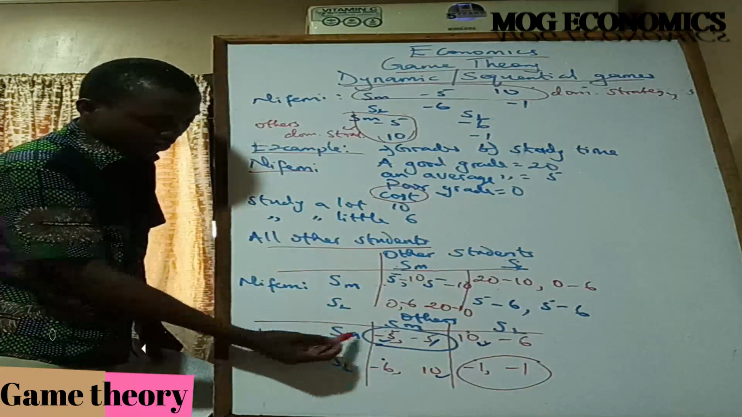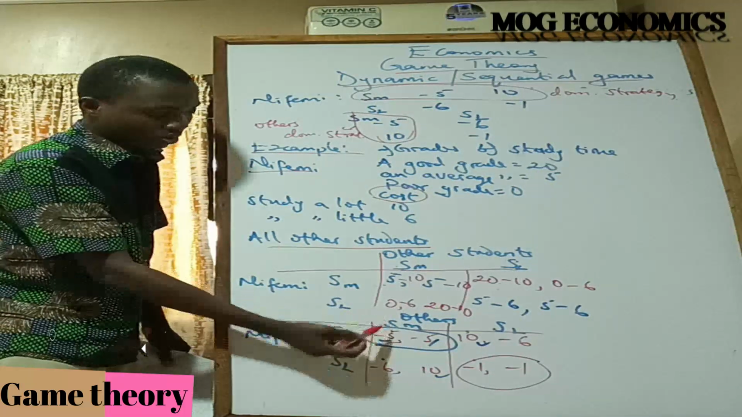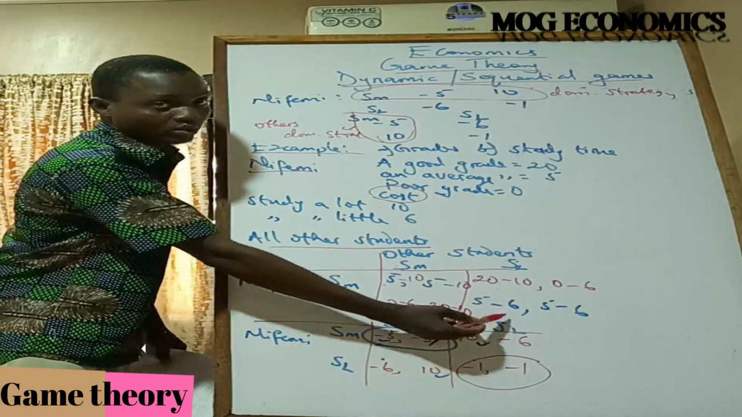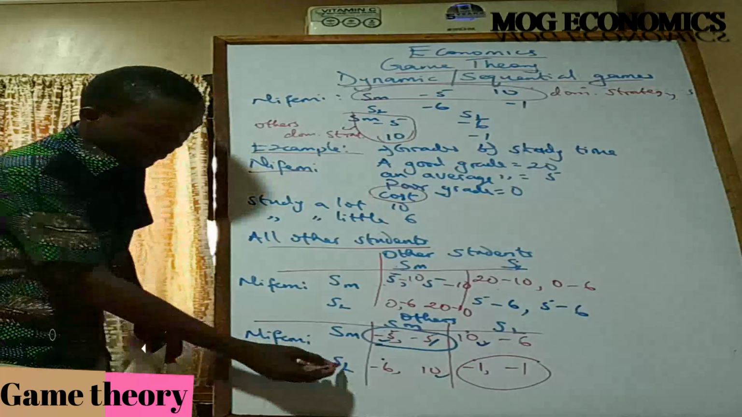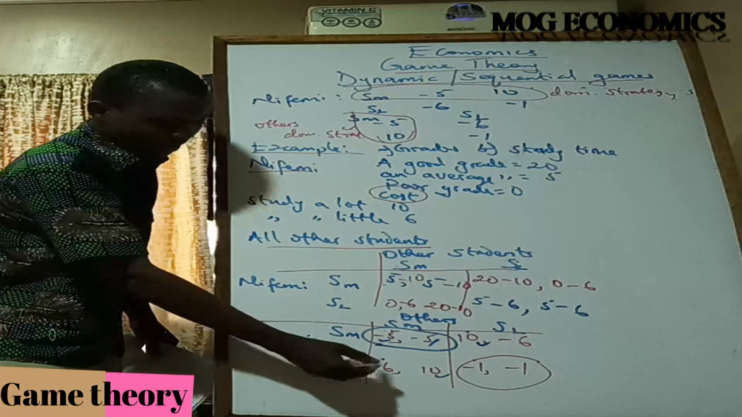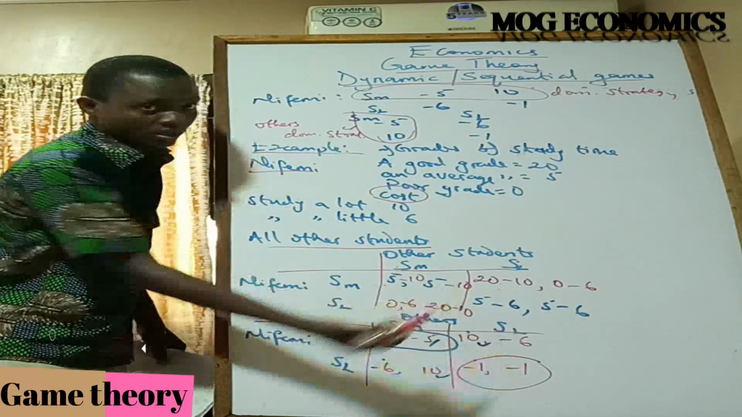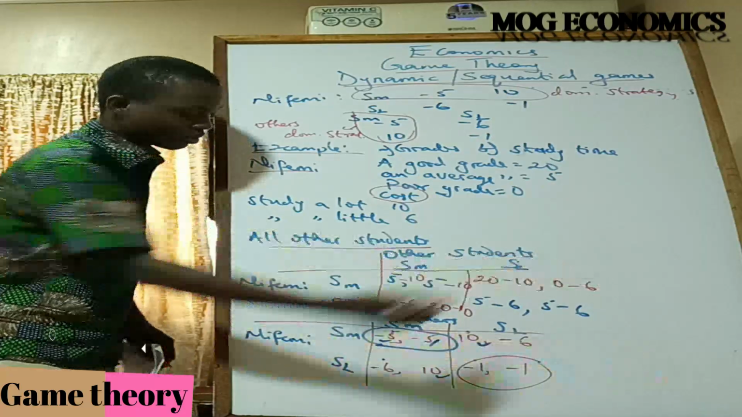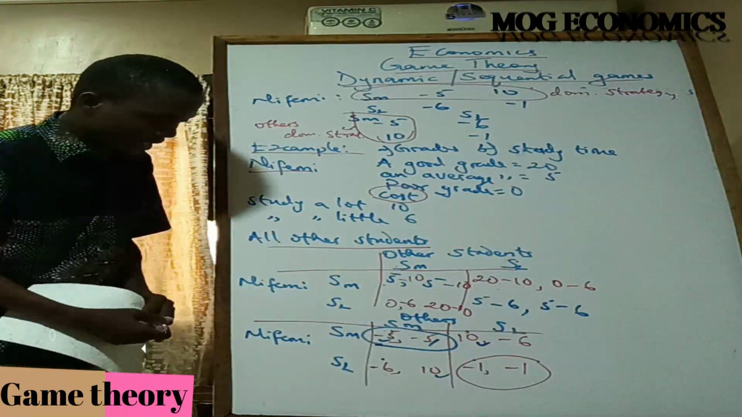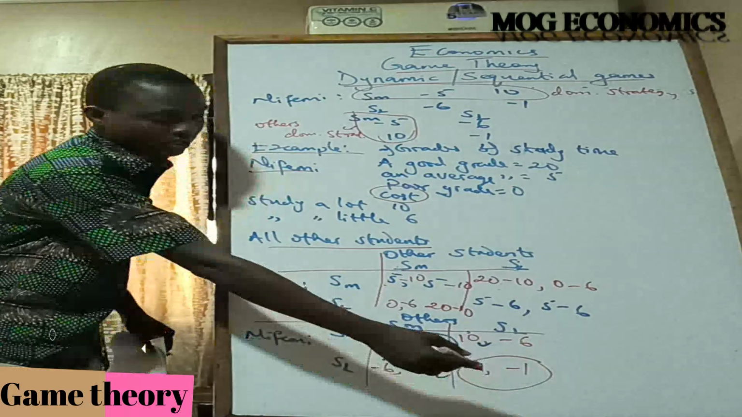So if he decides to study much, you can either get a minus five when others are studying much as well, or you can get a 10 where others are studying a little. In the same vein, if he's studying a little, you can get a minus six if others are studying much. You get a minus one where others are studying a little. So his own payoff is arranged this way. But for the other guys, their own payoffs are arranged in a vertical manner.